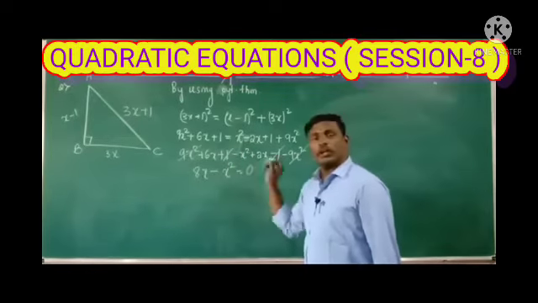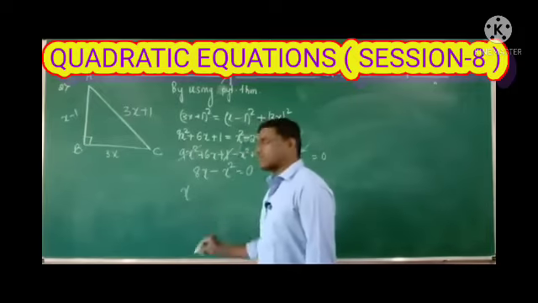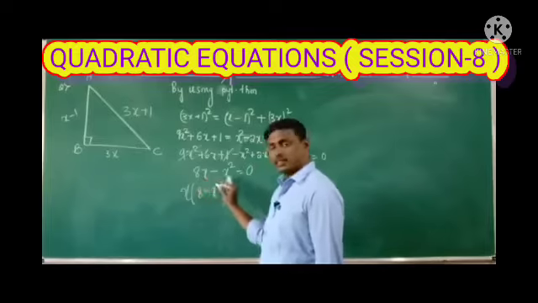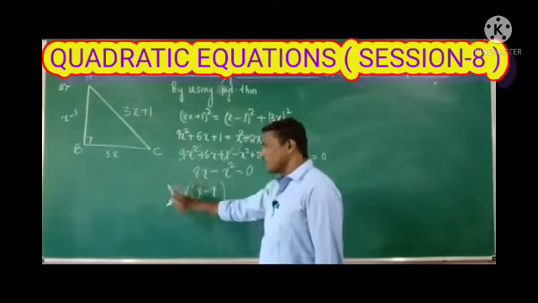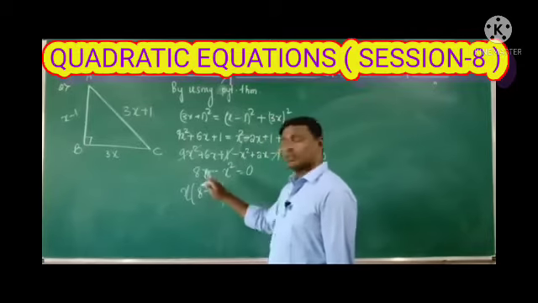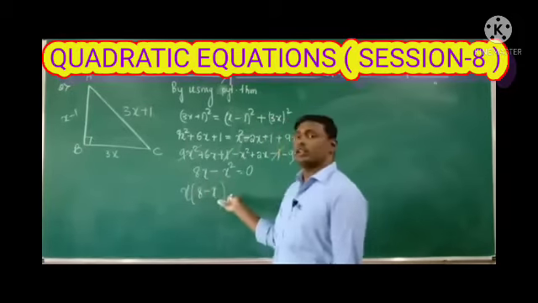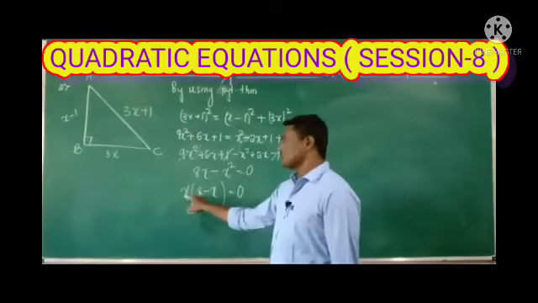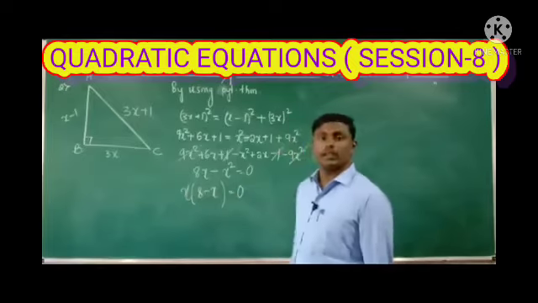What do we have in common here? x. So take x as a common factor. Once I take x as common, x will come outside, the remaining numerical value is 8, and from x square, if I am taking x as common, the remaining is x. So x into (8 minus x).